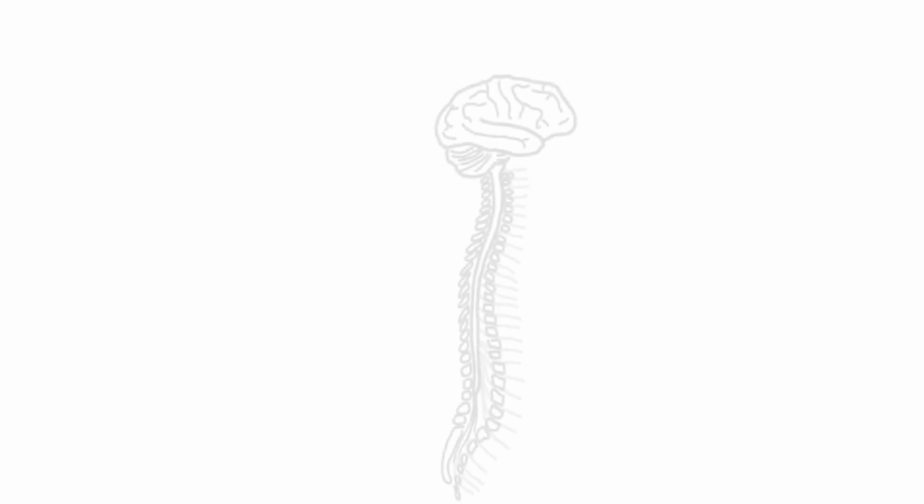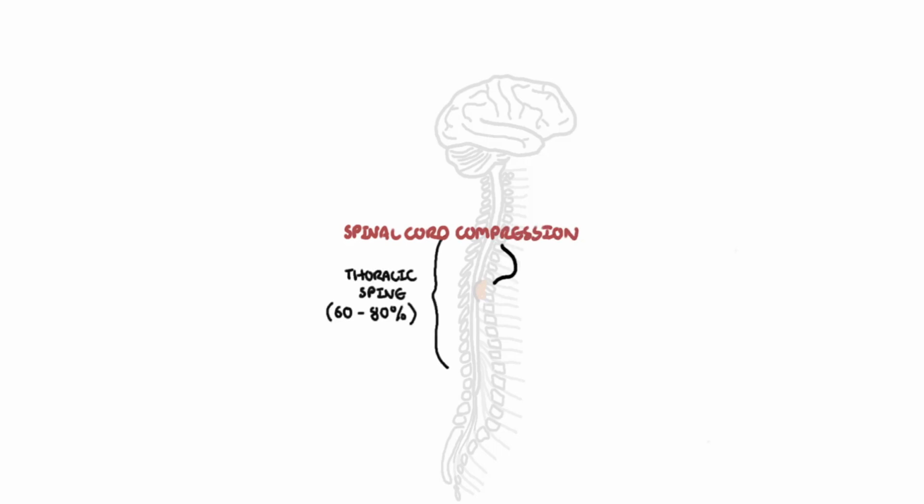Spinal cord compression has a propensity for certain regions of the spine. The most common level of spinal cord compression involvement is the thoracic spine, between 60 to 80%, and this is followed by the lumbar spine, roughly 25%, and then the cervical spine. Multiple spinal levels are involved in up to 50% of patients with metastatic cancer to the bones.